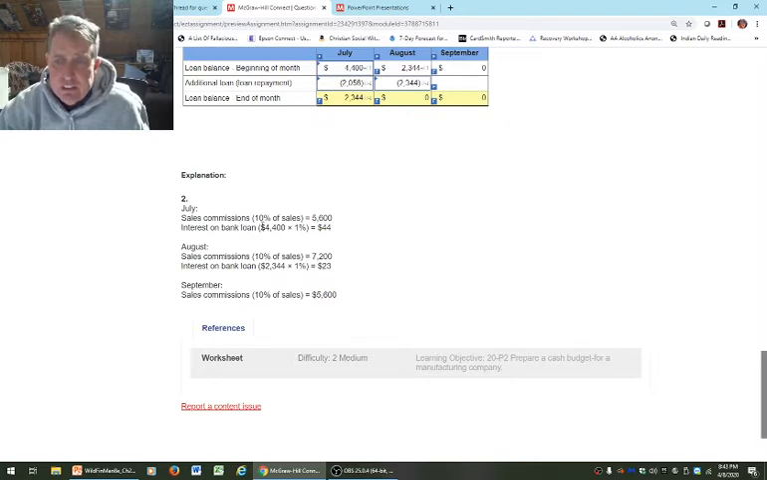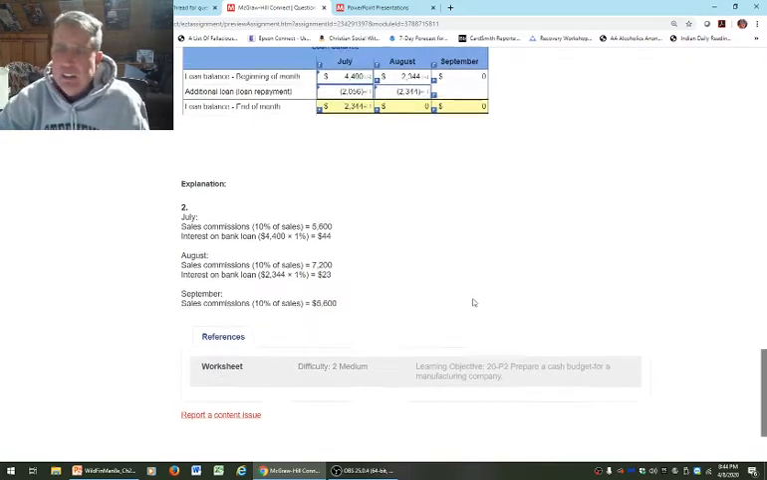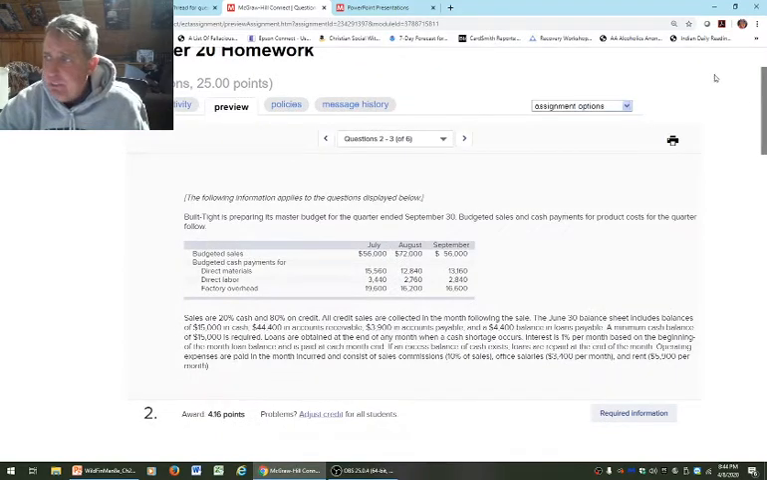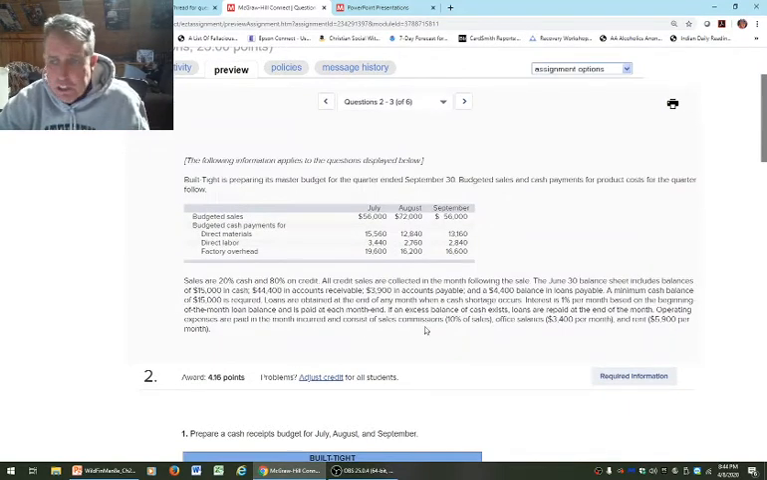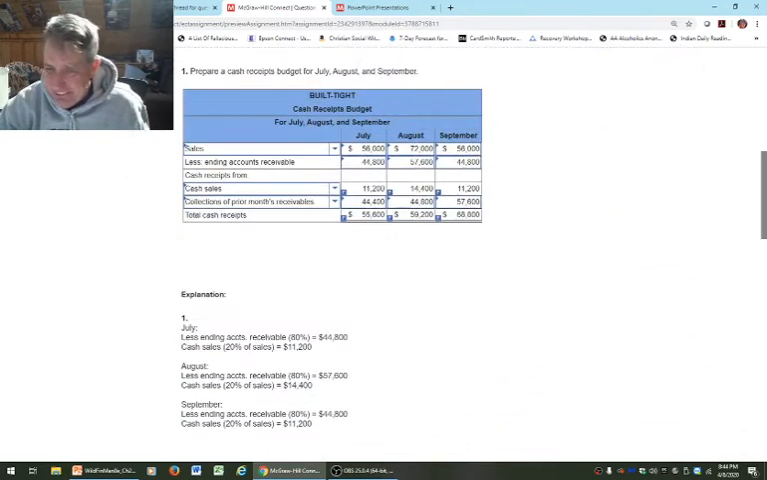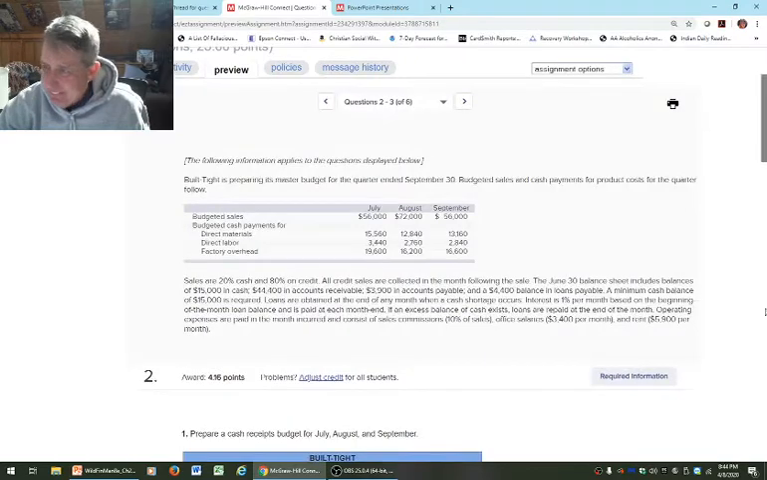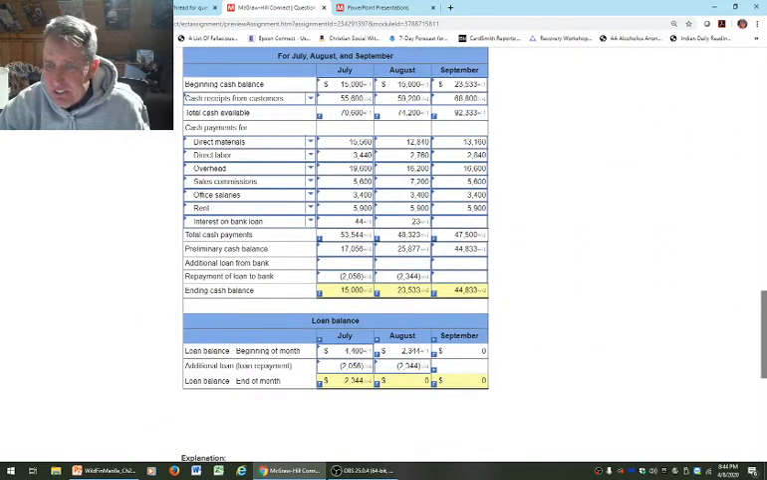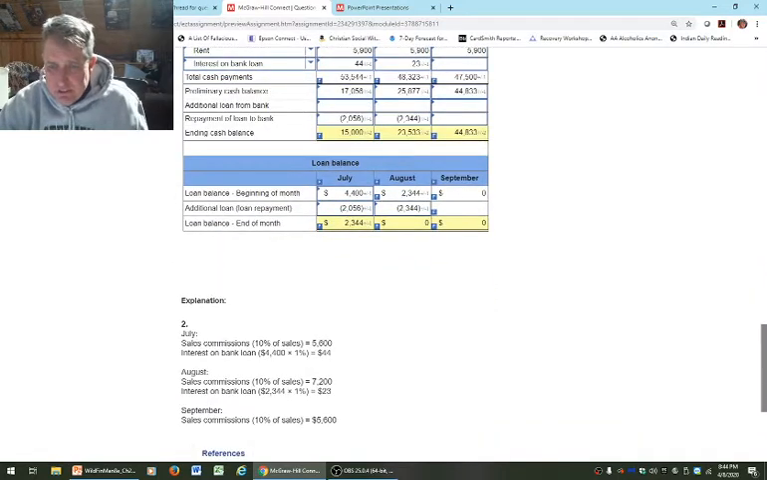Sales commissions, 10% of sales is $5,600. Interest on the bank loan, 4,400 times 1% is $44, right? So there's a couple little calculations you had to do from up top here. I know it's a pain. Reading the question is really, how you've been doing this long enough to understand it. They do their best to trip you up on these questions. So that should do it for that one.